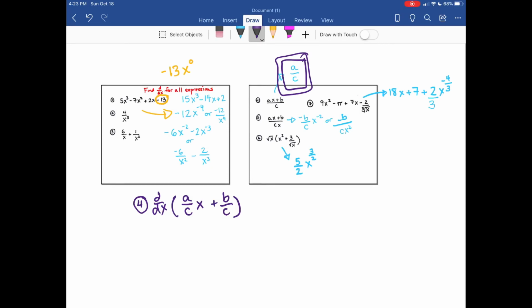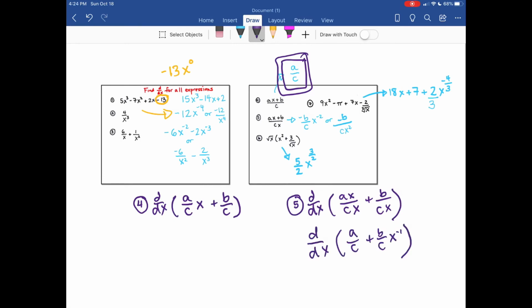Now, if we looked at 5, we would treat it the same way we did 4. I would separate those 2 terms so that it looks like this. And then we could simplify them before we derive, and it would look like so. And now we can see that we've got the derivative of this constant a over c plus b over c times x to the negative 1, and that's how we end up with our solution, and both of those are fine as answers.